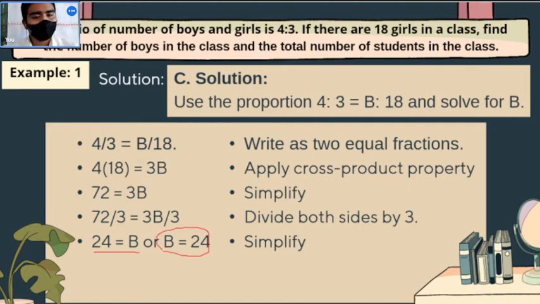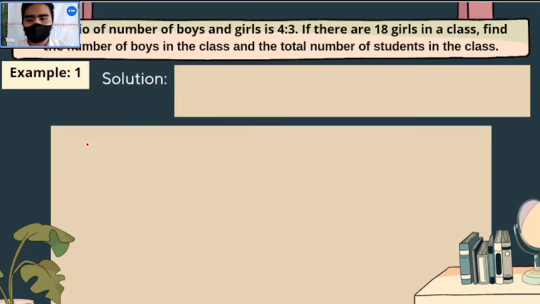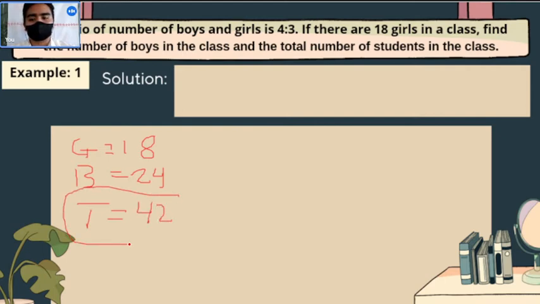Now, we know the number of boys. What are the givens? The number of girls is 18. The boys is what? 24. And we are also finding the total number. So what is the total number? 42. Correct. So our total number is 42 and the number of boys is 24.